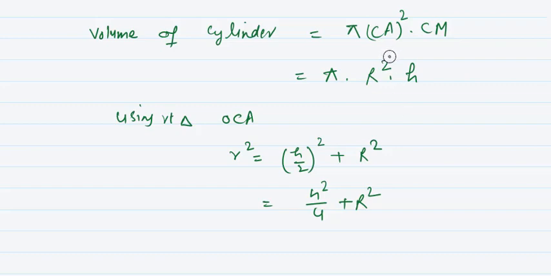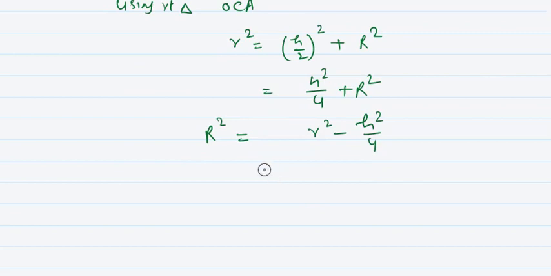So, as well as to substitute, it is better to calculate R square. Let me calculate R square from here. R square will be clearly small r square minus h square by 4, and on taking LCM you can have 4r square minus h square, taking 1 by 4 outside. I hope you understood why we are preferring to calculate capital R square over here.